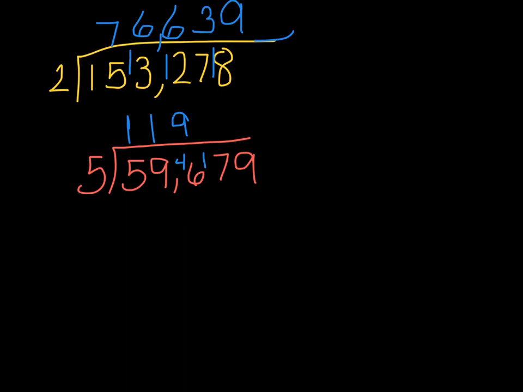So now I have 5 goes into 17 3 times. 5 times 3 equals 15. 17 minus 15 equals 2. So now I have 5 goes into 29 5 times. 5 times 5 equals 25. 29 minus 25 equals 4, and that's our remainder. Remainder 4. Okay, we're going to take a look at one more.